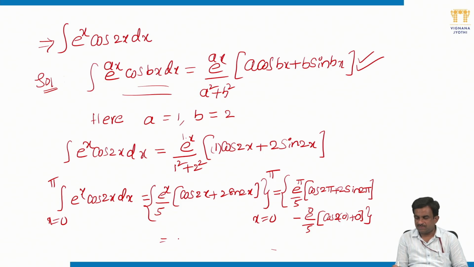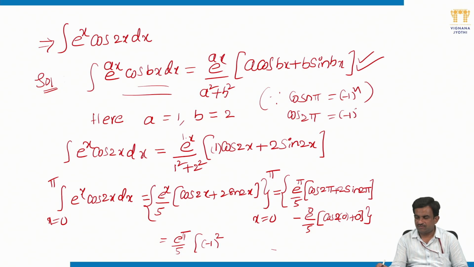So this becomes e power pi by 5. Then we know that cos 2 pi is minus 1 to the power of 2, because this is a standard formula: cos n pi is minus 1 to the power of n. So cos 2 pi we can write as minus 1 to the power of 2. I have used this formula to write the cos 2 pi value. So it is minus 1 square, and you also know that sin n pi is always 0.